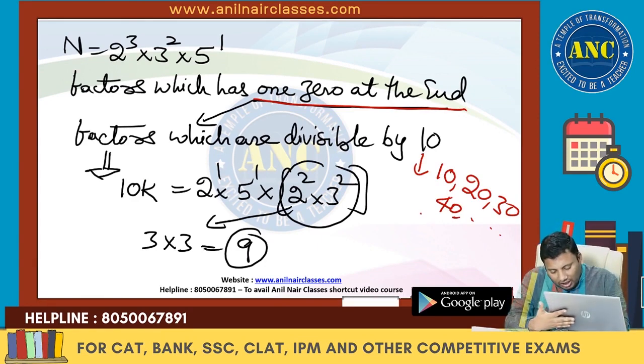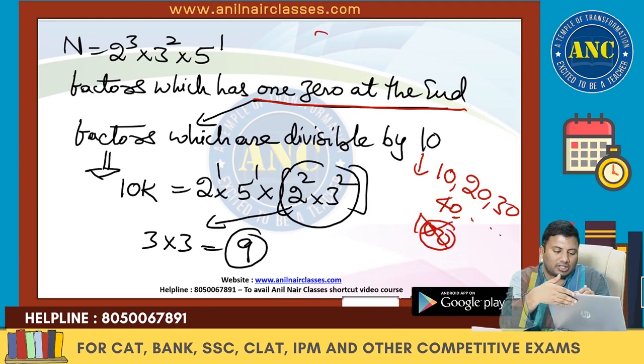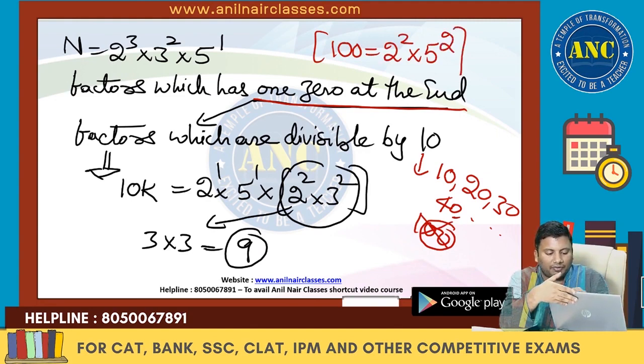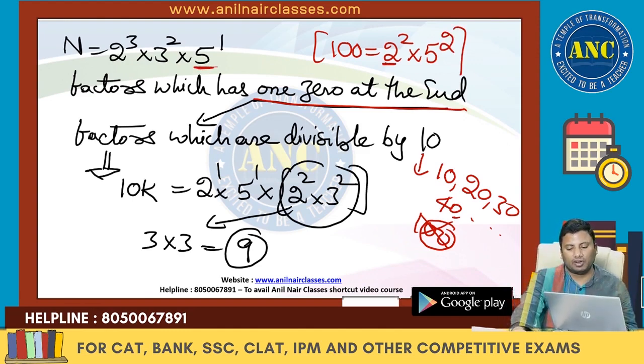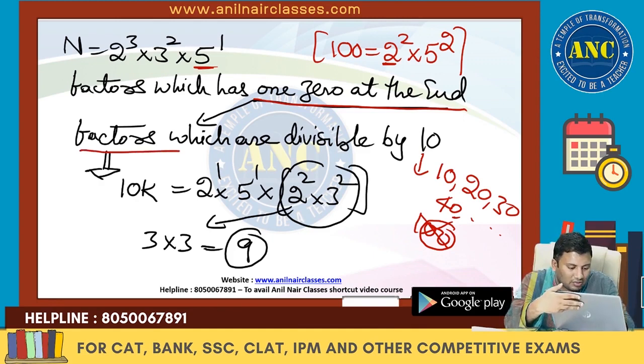Sir, what if a multiple of 10, 100 comes into picture? It has got 2 zeros. 100 will not come into this picture. 100 is nothing but 2 square into 5 square. Minimum power of 2 should be 2, minimum power of 5 is 2. But maximum power of 5 is 1. 100 cannot come into this picture. So the factors which are divisible by 10 is 3 into 3, 9.